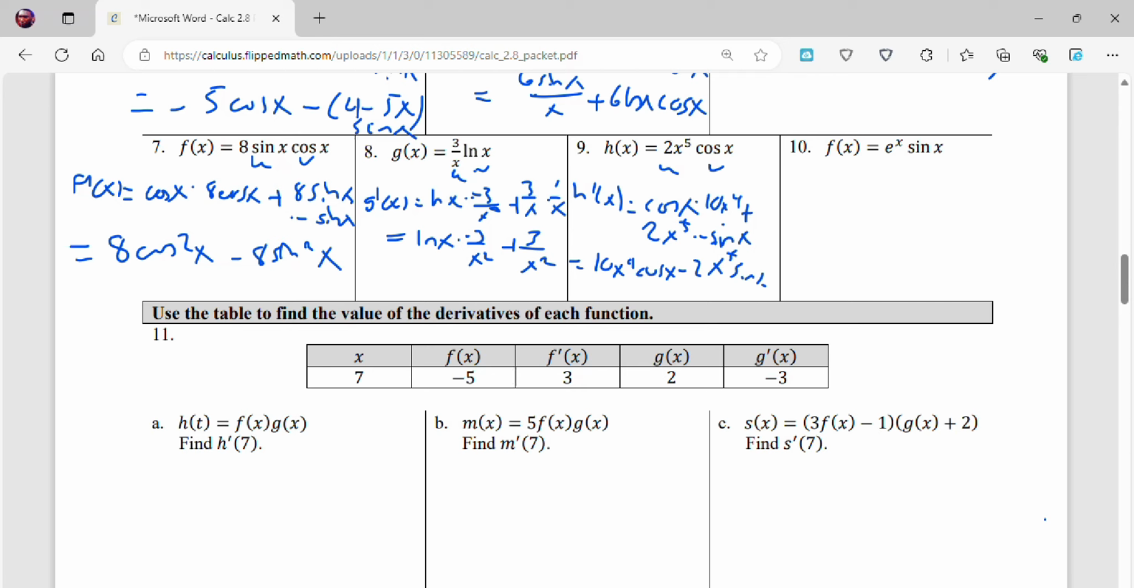Okay, and our last one is going to be f of x equals e to the x sine x. So we get f prime of x equals, and v is sine x, u is e to the x. So v times u prime plus u times v prime equals e to the x sine x plus cosine x. And there we go.